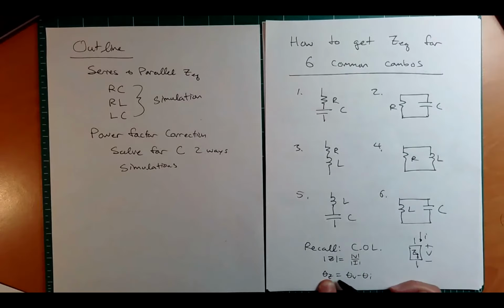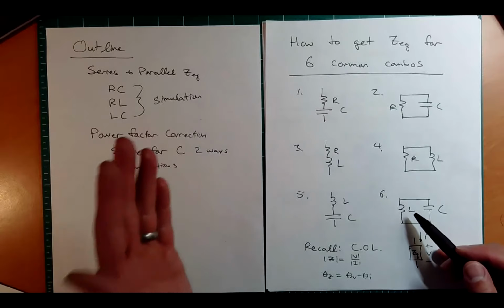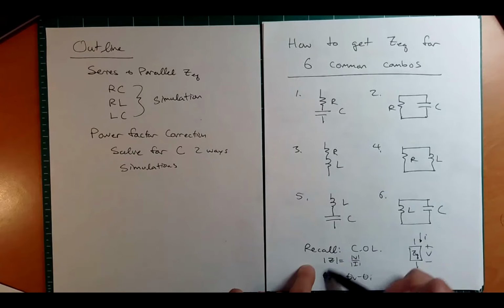Then also I want you to remember that theta Z is the same as the phase difference between V and I, the overall voltage and current. So if the phase difference is positive, what it means is that the current has a smaller phase, so it's lagging the voltage. If this is negative, that means the current is leading the voltage, okay? And we will analyze in the simulation how frequency changes this behavior.